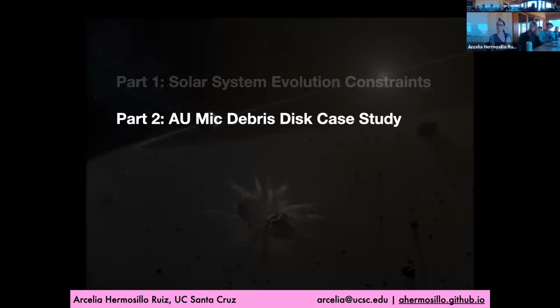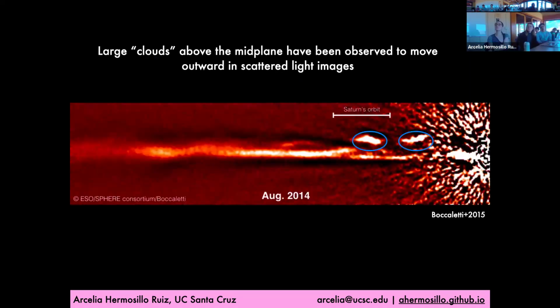Okay, so now part 2 is using the skills that I gained working in the solar system and running N-body simulations and analytical modeling. I'm now running simulations to understand some interesting structure in the EUMIC debris disk. The EUMIC star is an M-dwarf star. It's like 20-something million years old, and it has a very interesting disk.